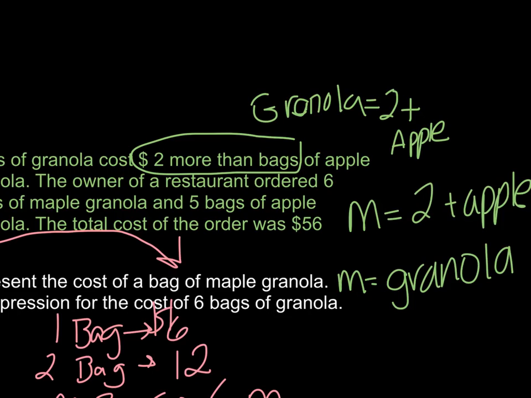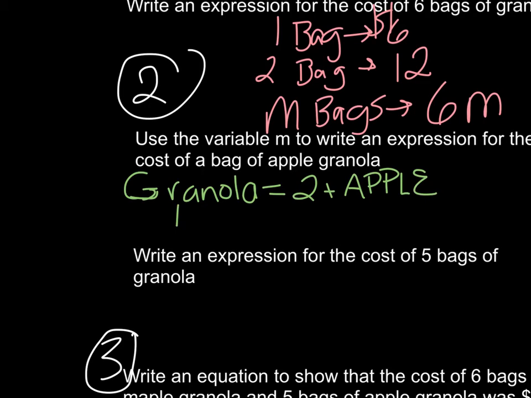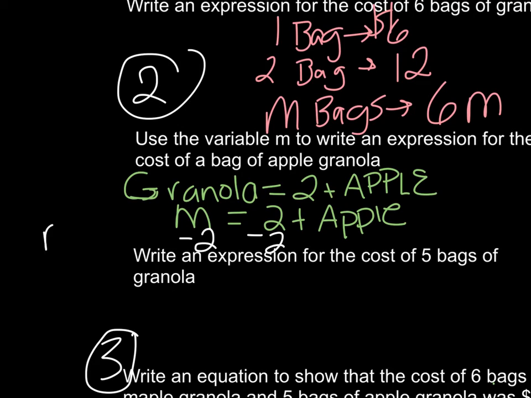Okay, so in this problem, we want what? Apple granola. So from that problem above, we know that granola equals 2 plus apple. We can replace granola with M. So M is equal to 2 plus apple. So how would I get apple by itself? Well, we got a positive 2, so I can subtract 2 from both sides. So M minus 2 is my expression.